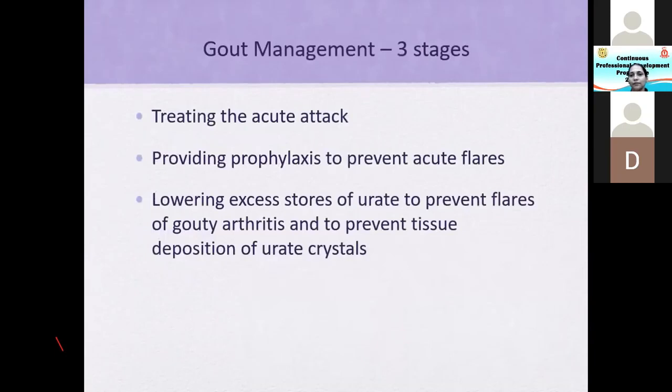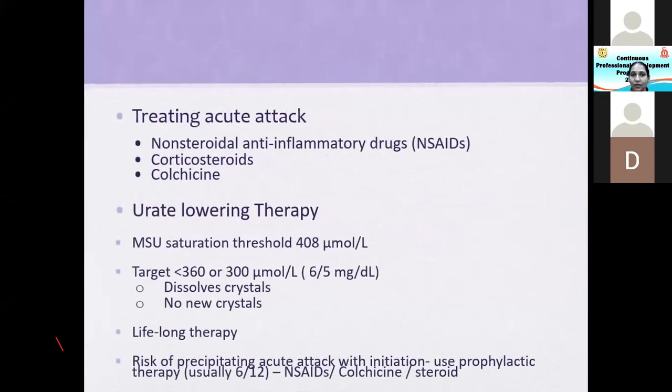Now, the management of gout, we have to manage these. It's in three stages. Namely, we have to manage the acute attack, and we have to lower the urate levels to prevent flares and to prevent the progression of the disease. In doing so, we have to provide prophylaxis when we initiate these patients on urate lowering therapy. So these are the three stages, that is acute attack management, urate lowering therapy, and prophylaxis to prevent acute attacks from occurring during the urate lowering therapy initiation.